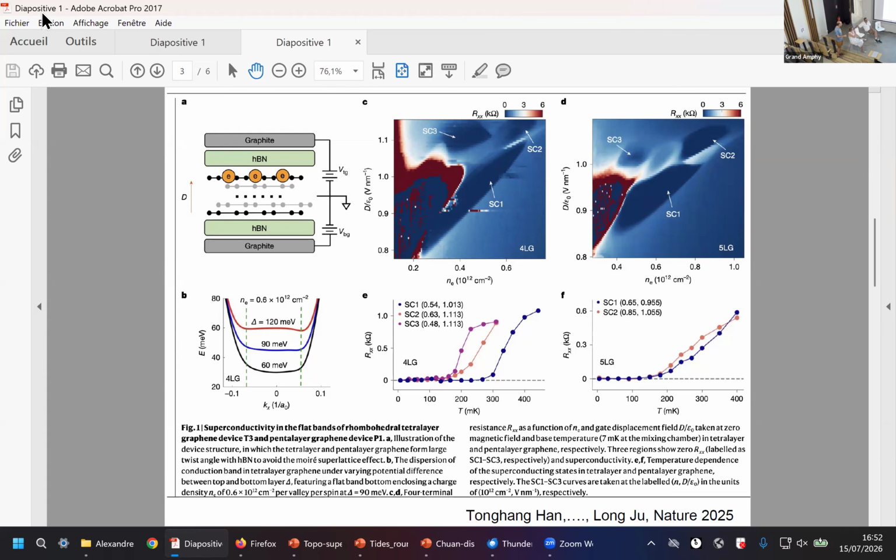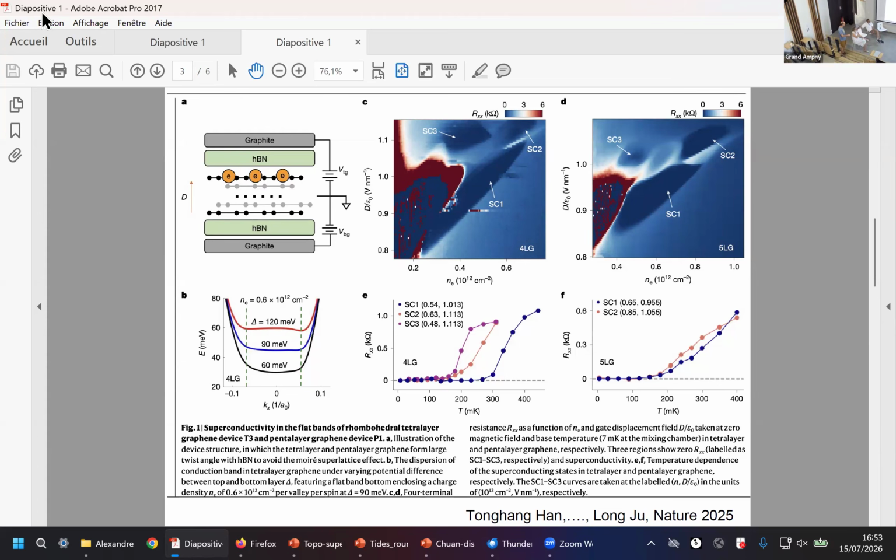And then they make this kind of map. That's R_xx as a function of displacement field and doping. And they find several regions with vanishing resistance, which they give different names because they interpret this as being different kinds of superconductivity. So they have different signatures. If they do the experiment there or there, it's not exactly the same kind of superconductivity.